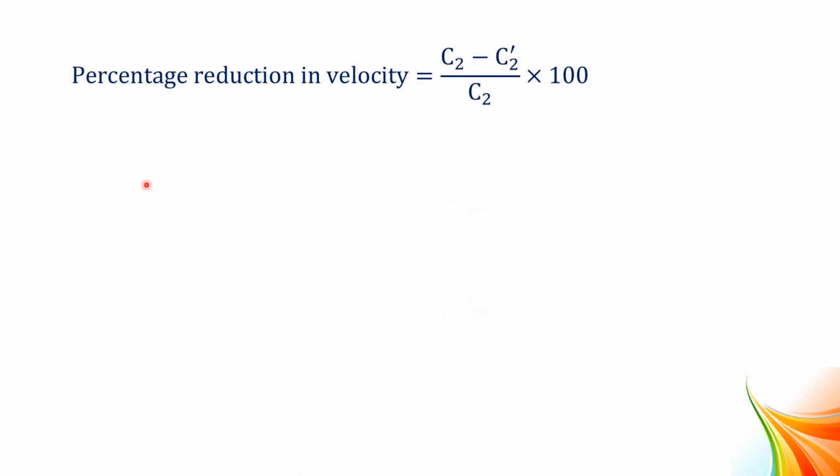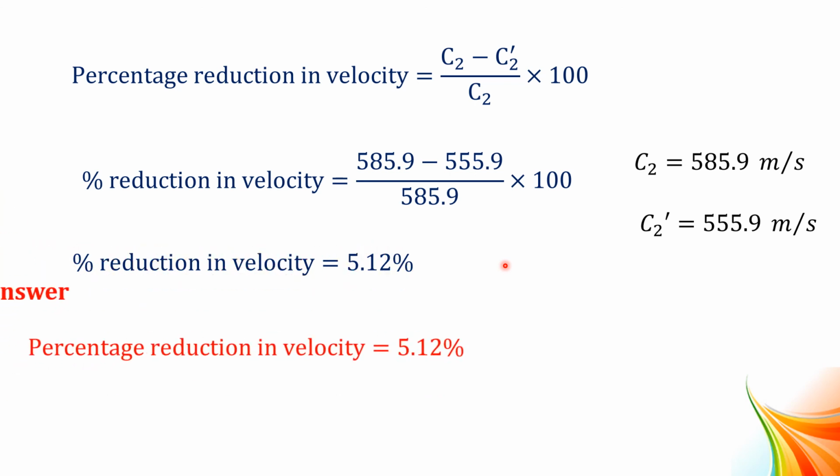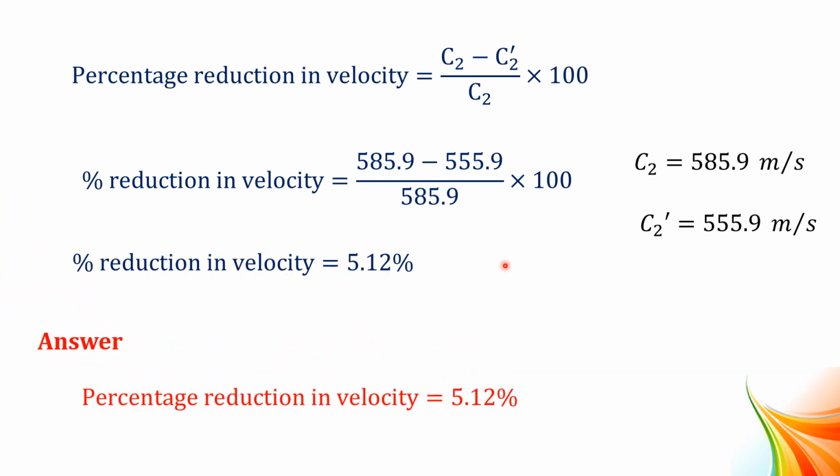Now we have to find out the percentage reduction in velocity, which is equal to C2 minus C2 dash divided by C2 into 100. So C2 value already calculated, which is 585.9 meters per second, and C2 dash also we have calculated, which is 555.9 meters per second. Now substituting these values in this equation, we get percentage reduction in velocity equal to 5.12%. So our answer is percentage reduction in velocity equal to 5.12%.